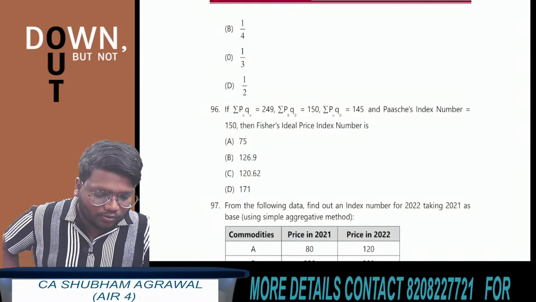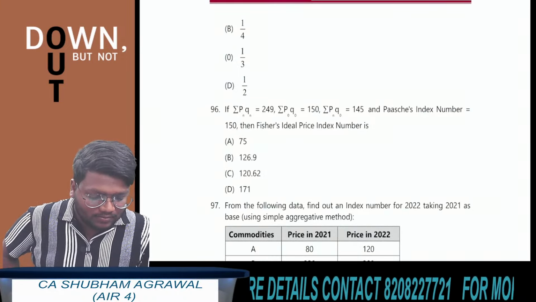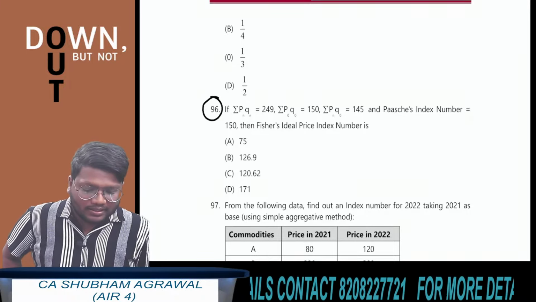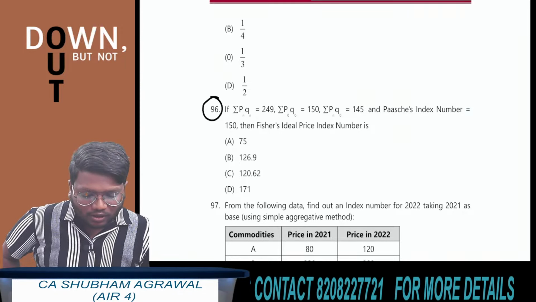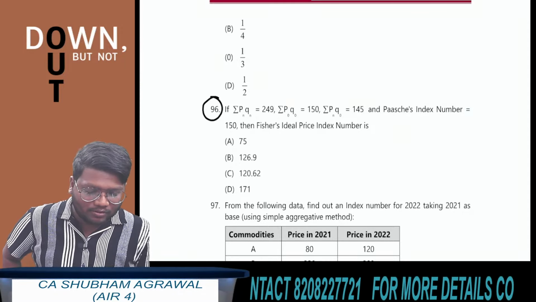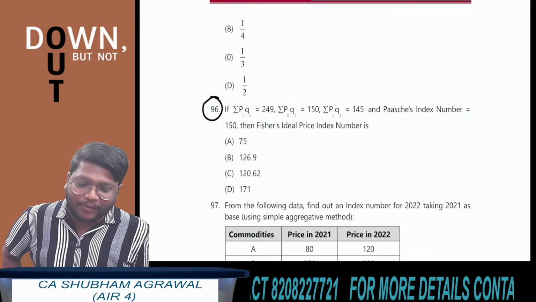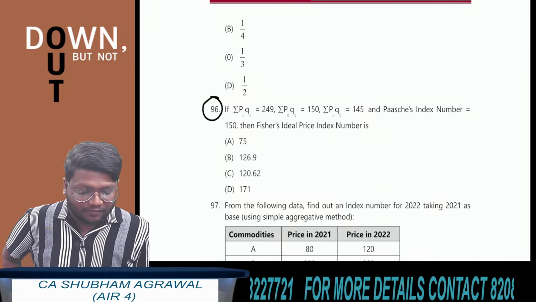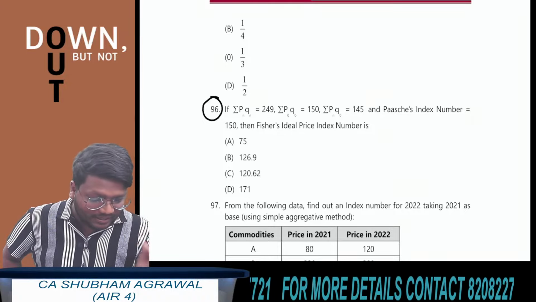Now we are solving the questions of index number. Question number 96. All of you quickly read this question. Summation of Pn multiplied by Qn is 249. Summation of P0 multiplied by Q0 is 150. Summation of Pn multiplied by Q0 is 145. And Paasche's index number is 150. We have to find Fisher's ideal price index number.